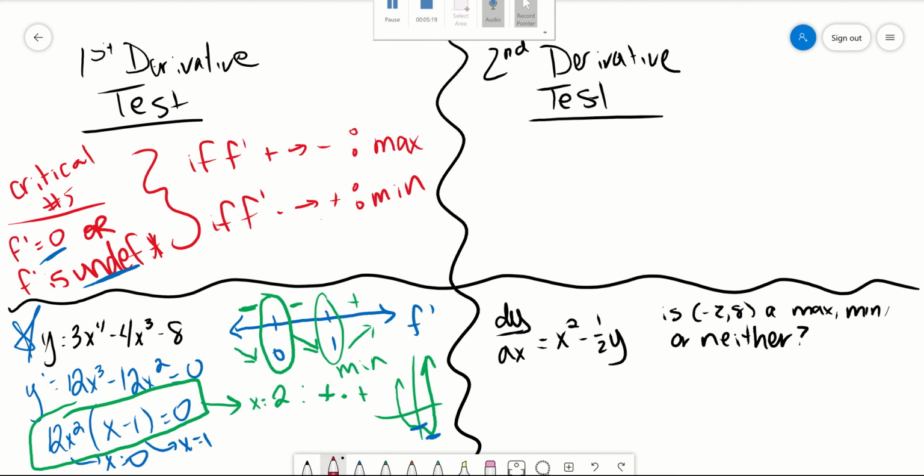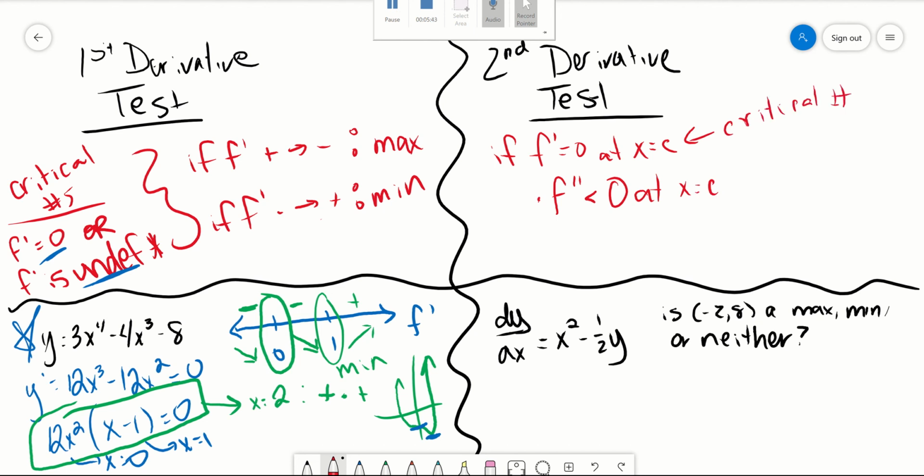Now, second derivative test is different. The second derivative test says if f prime is equal to 0 at some number c, and then if f double prime is less than 0 at c, this means it is a critical number. You know it's a critical number because the first derivative is equal to 0. Now, second derivative being less than 0 means it's concave down. So if this is a critical number and it's concave down, that means it's going to be a maximum.